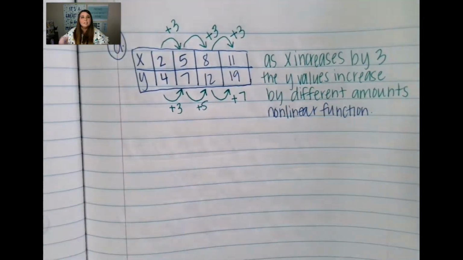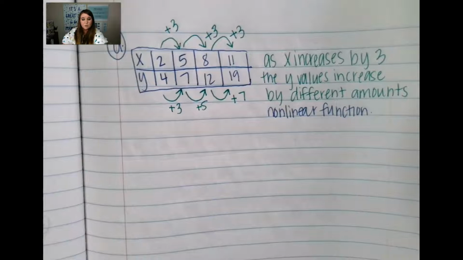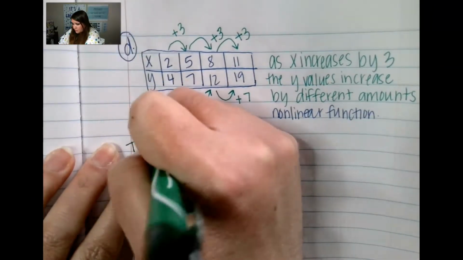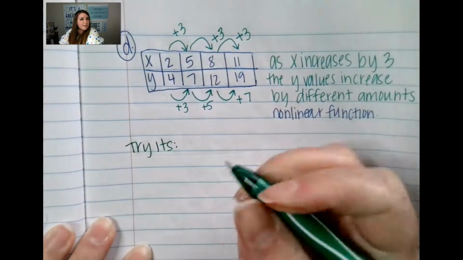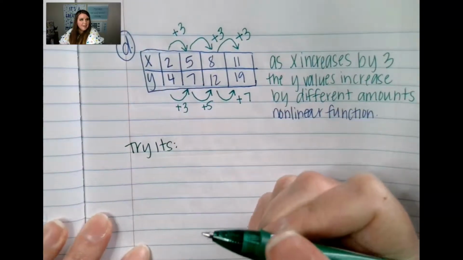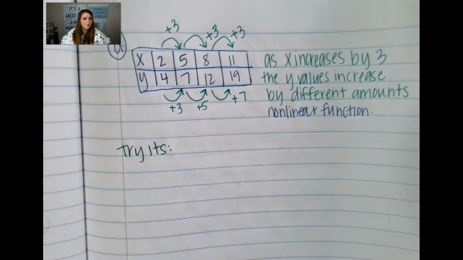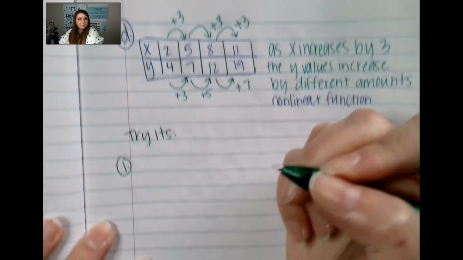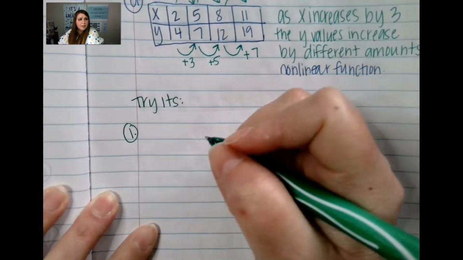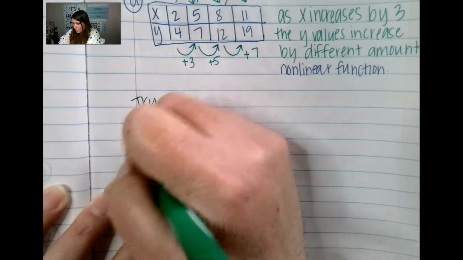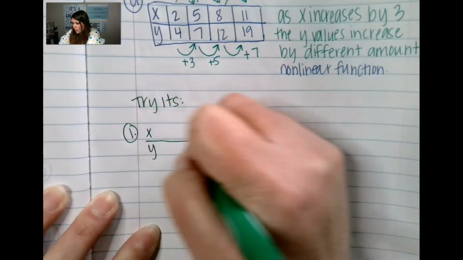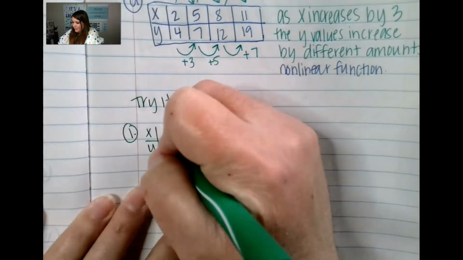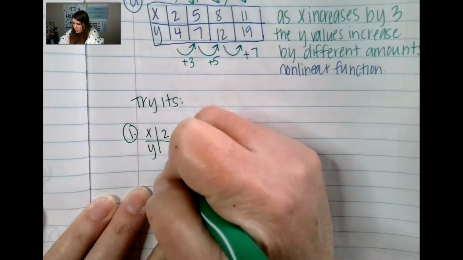Okay, it is your turn to do some try-its. So we're gonna write those down right now. Okay, so your try-its for today. Oops, I scrolled too far. There we go. All right, try-it number 1. Try-it number 1 has a table that shows x values and y values. Imagine that, more x and y values. And it shows 2 and negative 8.